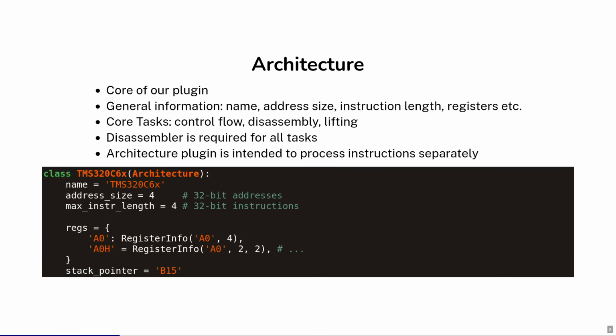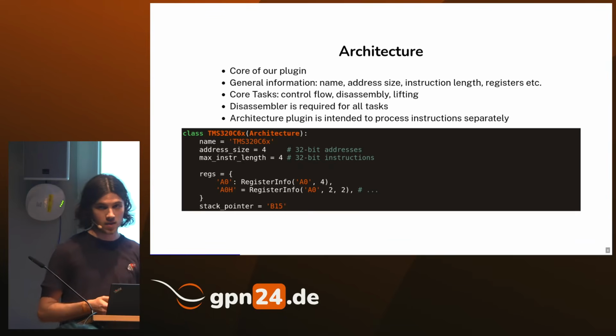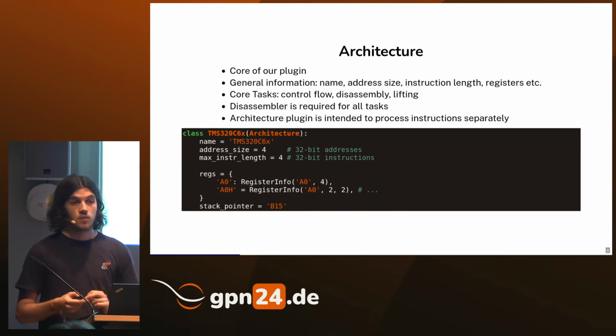And the second part is disassembly. We already saw disassembly, but we want to provide that in a way that Binary Ninja can work with. And the third part is lifting. That's where the magic comes in, I guess. It's the information that we give to Binary Ninja about what every instruction does, so Binary Ninja can then start its analysis.